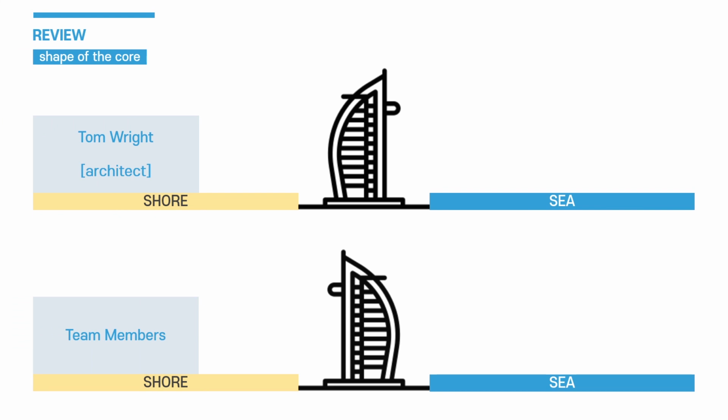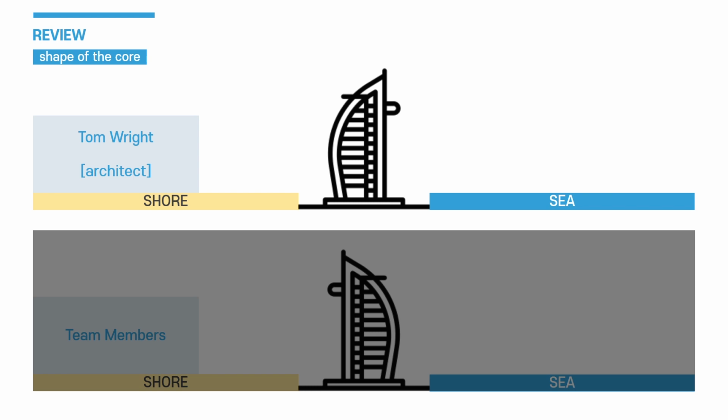The utmost problem was about the direction of the building. Tom Wright wanted the building to face the shore, while the others wanted it to face the sea. According to client's decision and because of the wind problem, the Burj Al Arab was decided to face the shore.